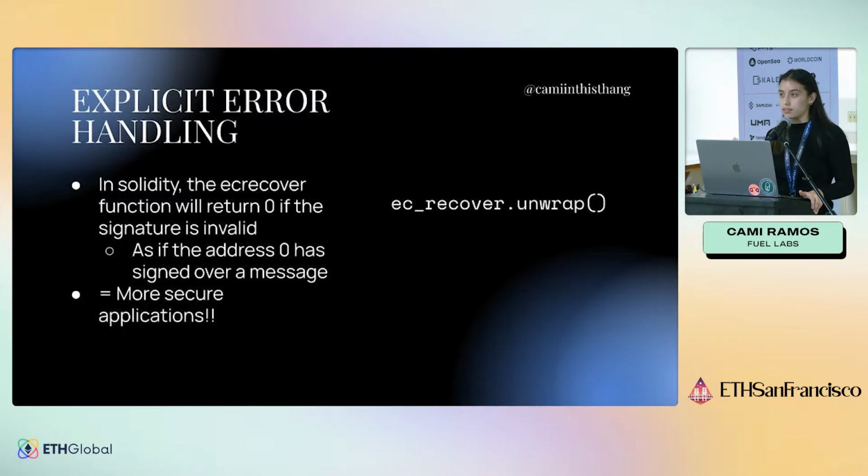It returns a 0. Just returns 0. It returns 0 address. So what you have to do as a developer when this happens is go in and check for the 0. You have to remember to say, if 0, then do this to handle the error. And what does that mean, right?